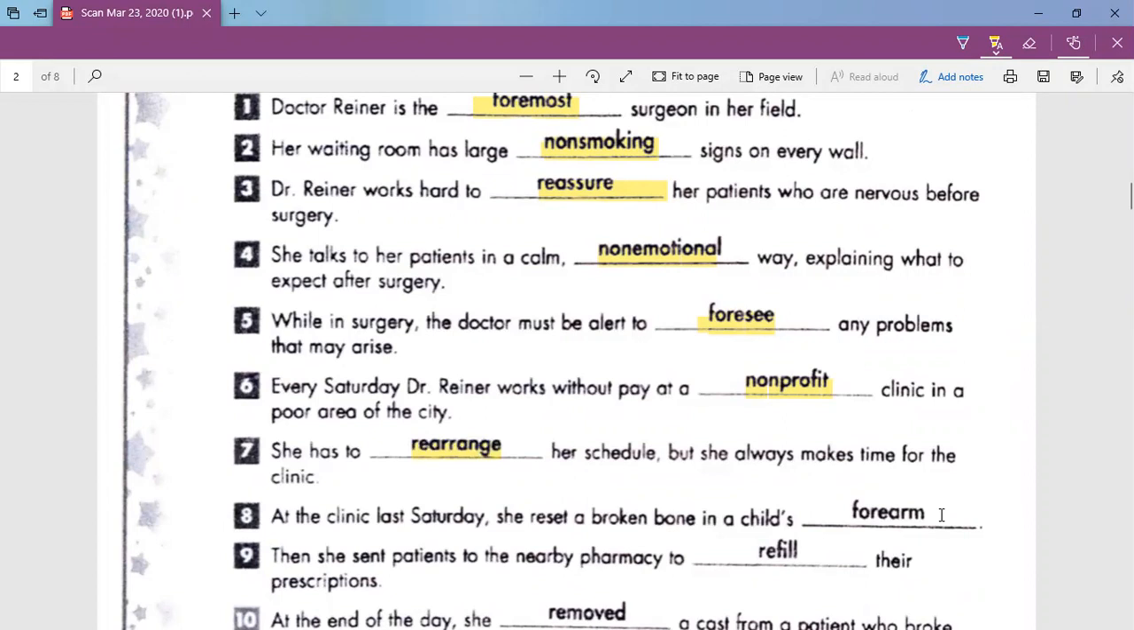All right, and let me see who's raising his or her hand. Emily, go ahead and read the next one, please. At the clinic last Saturday, she received a broken bone in a forearm. Okay, so the word will be forearm, okay? Thank you very much, Emily. So forearm.